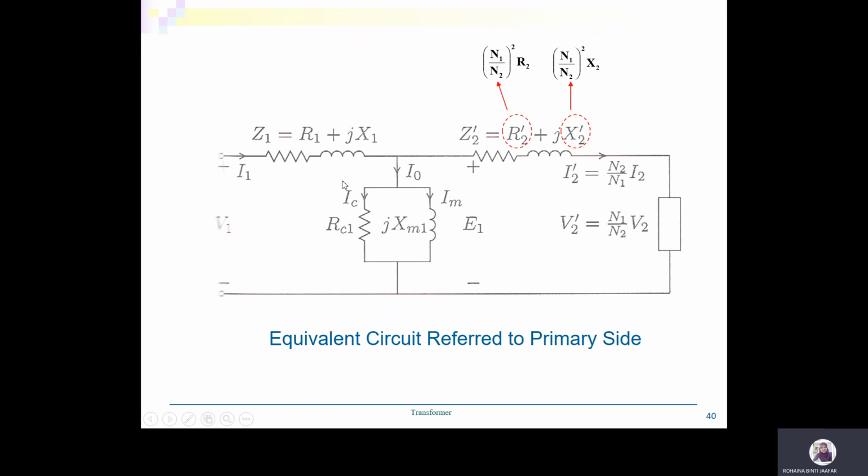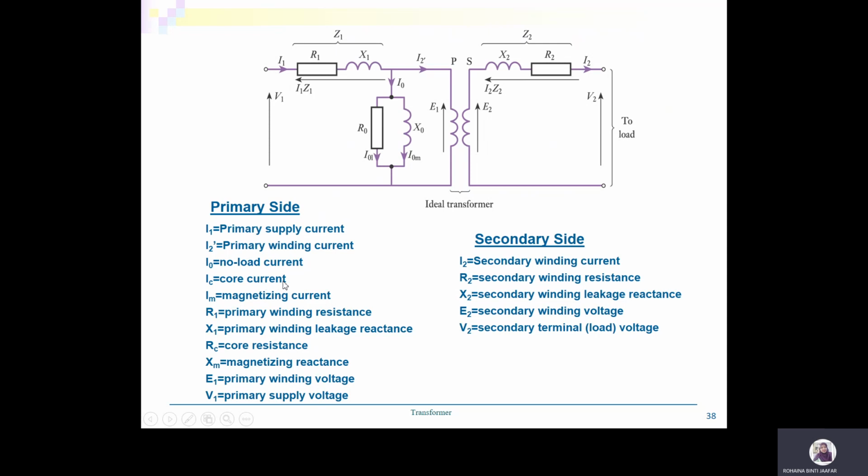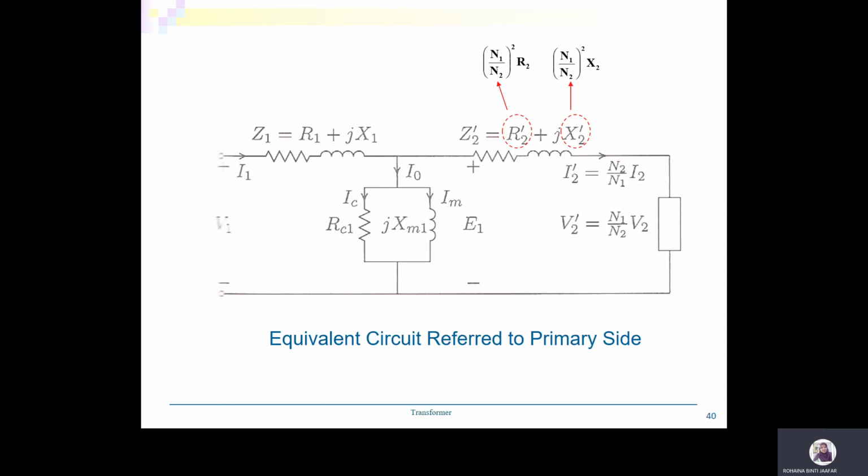IC is the core current, and IM is the magnetizing current. To get the value of I2 referred to the primary side, it equals N2 over N1 times I2. The value of V2 referred to the primary side is equal to N1 over N2 times V2.